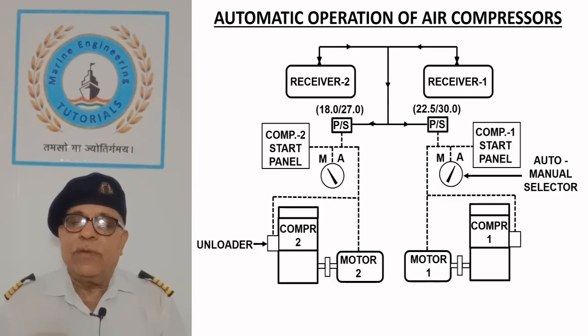When the pressure in the operating receiver drops below 12 bar, the standby receiver can be used for engine movement. This completes the study of safety devices equipped on air compressors and their automatic starting and stopping procedure.